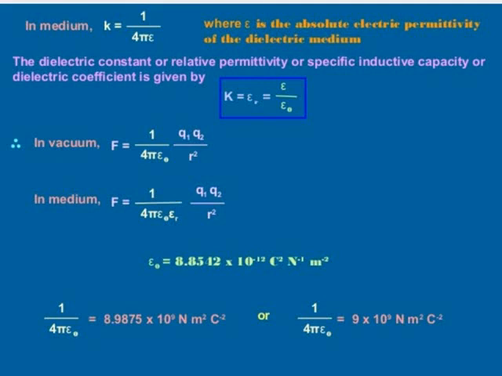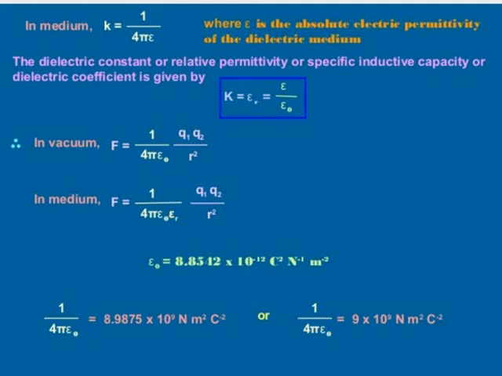But if the two charges are placed in a medium, then the value of K will be equal to 1 upon 4 pi epsilon. Here, epsilon is the absolute electrical permittivity of the dielectric medium, and the ratio of epsilon to epsilon naught is known as dielectric constant or relative permittivity. Hence, in vacuum the Coulomb's law force will be equal to Q1 Q2 upon 4 pi epsilon naught r square, and in the medium it will be Q1 Q2 upon 4 pi epsilon naught epsilon r, times r square.